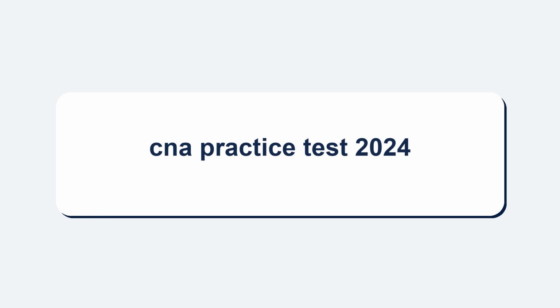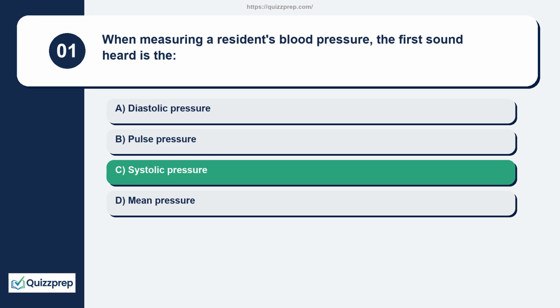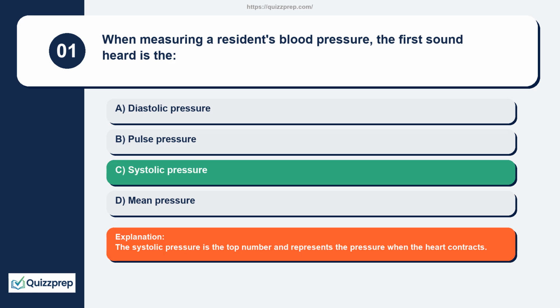CNA Practice Test 2024. Question 1. When measuring a resident's blood pressure, the first sound heard is the: diastolic pressure, pulse pressure, systolic pressure, mean pressure. The systolic pressure is the top number and represents the pressure when the heart contracts.